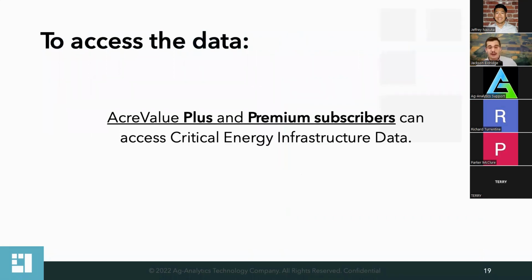So let's talk about how to access this data. When you log onto the website with a free account, you're able to hover over the icon and see, okay, this is a wind turbine, this is an ethanol plant, but that additional information is going to be only for Acre Value Plus and premium subscribers. Those are the ones that can access this critical energy infrastructure data.